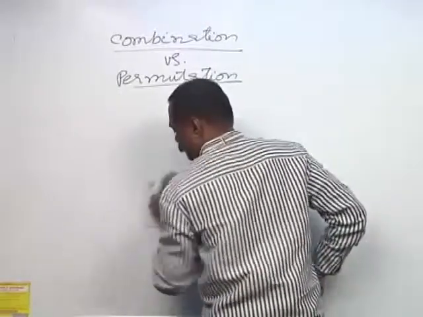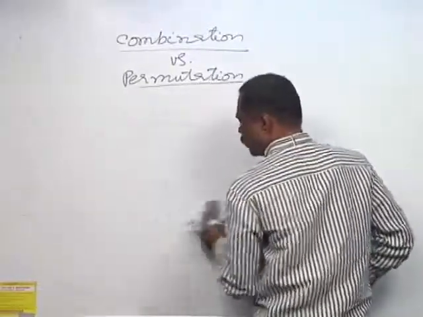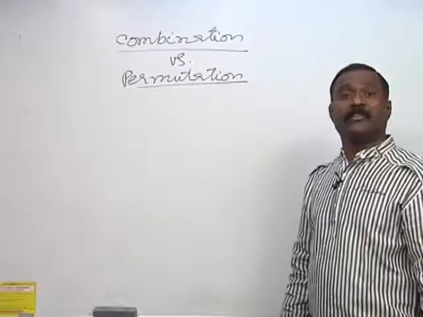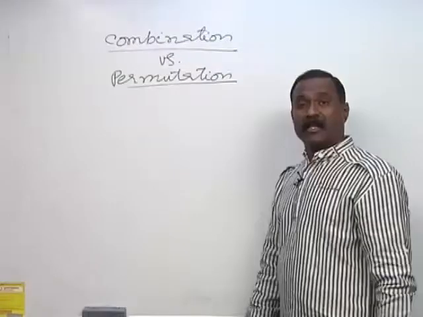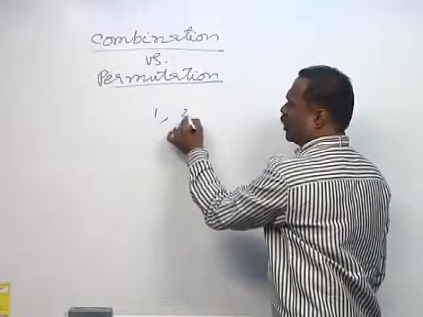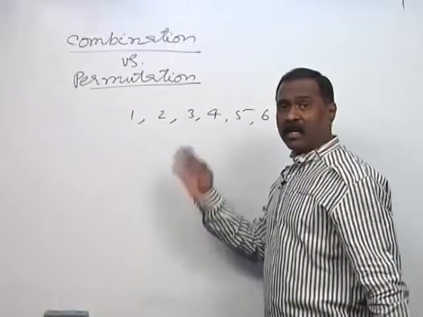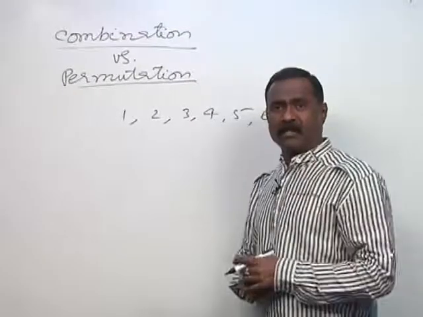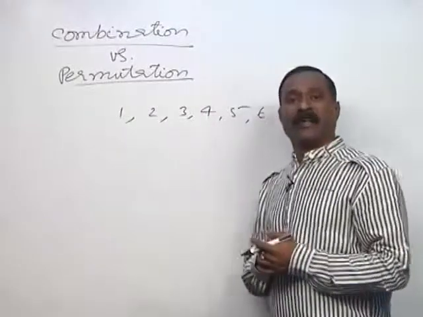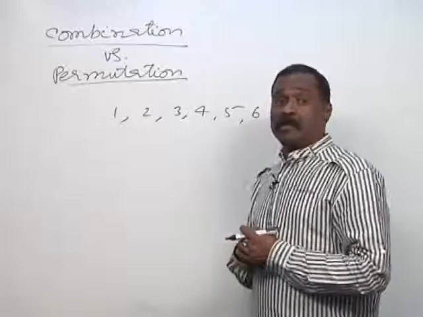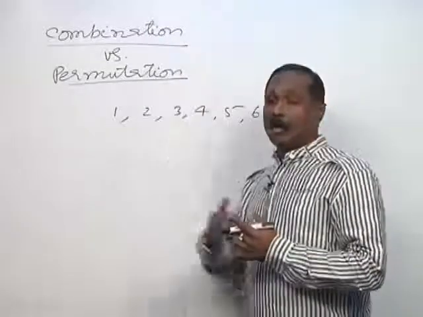Briefly I'll say, generally whenever numbers or digits are given without any restriction, like 1, 2, 3, 4, 5, 6 without any restriction like descending order or ascending order, nothing is given, then order is important in this case. If some restriction is given, then you have to consider the combination.